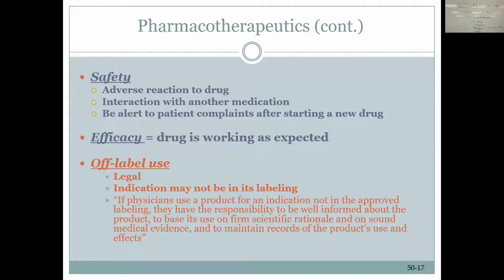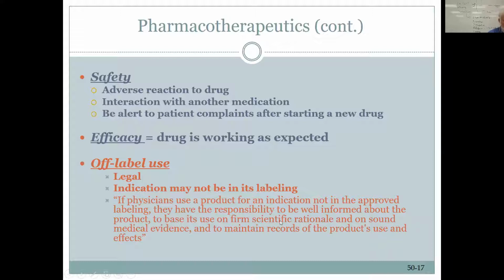Then a doctor can say this disease, not the occasionally approved disease, improved, and that usually prompts others to think about using a drug in a different way. We call that off-label use. And as I say, any doctor can do that.